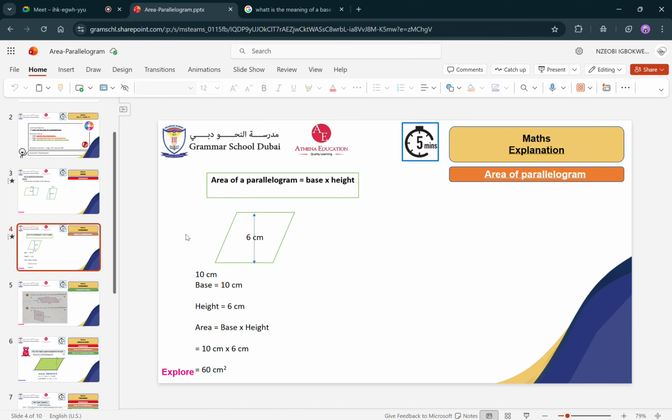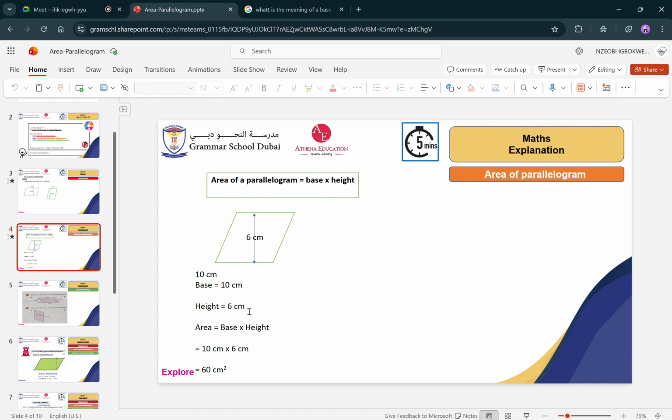The base of this parallelogram is 10 centimeters and the height is 6 centimeters. Hence, to find the area, we have to multiply the base by the height. So I'll multiply 6 times 10.